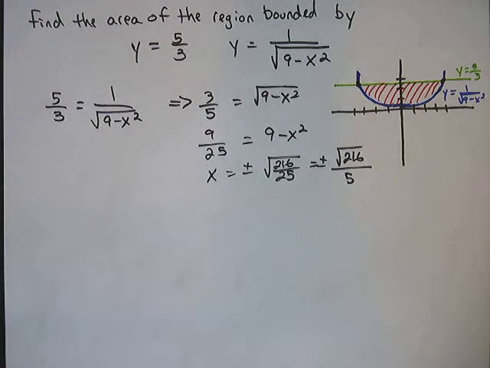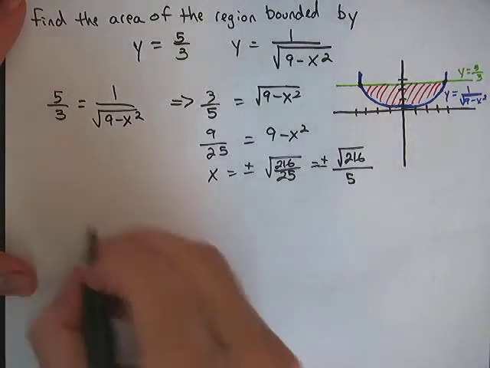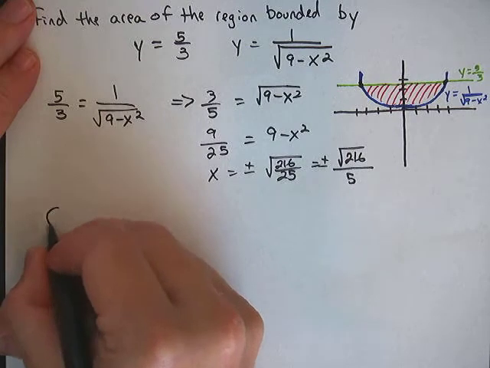When you're bounded by a curve, you do top minus bottom. So if you look at the graph, you can see which is the top and the bottom function here. So the top is going to be 5 over 3. The bottom is going to be 1 over the square root of 9 minus x squared. So we get the integral.